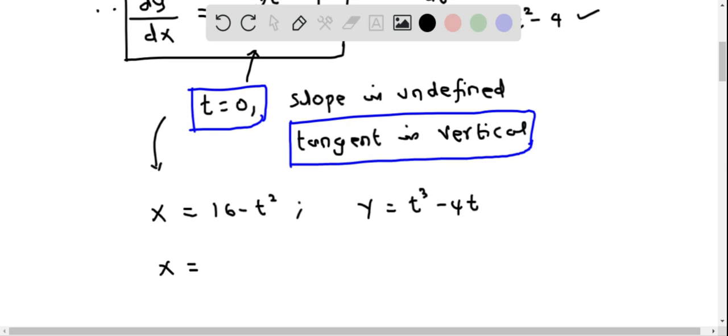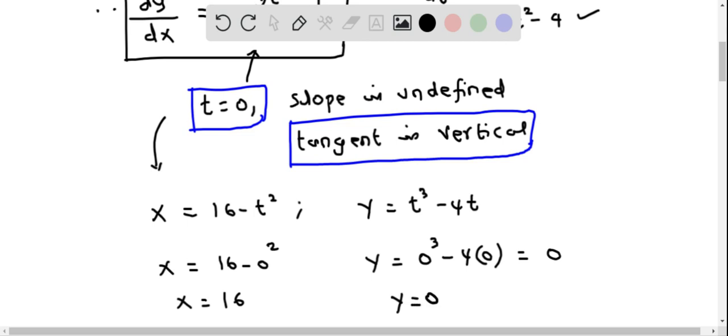So we get x equals 16 minus 0 squared, and this equals 16 minus 0, which is 16. So we get x equal to 16. Also plugging t equal to 0 into the equation for y, it is 0 cubed minus 4 times 0, and this equals 0 minus 0, which is 0. So we get y equals 0. Therefore we say that the point x comma y equals 16 comma 0. So this is the point where the tangent is vertical.